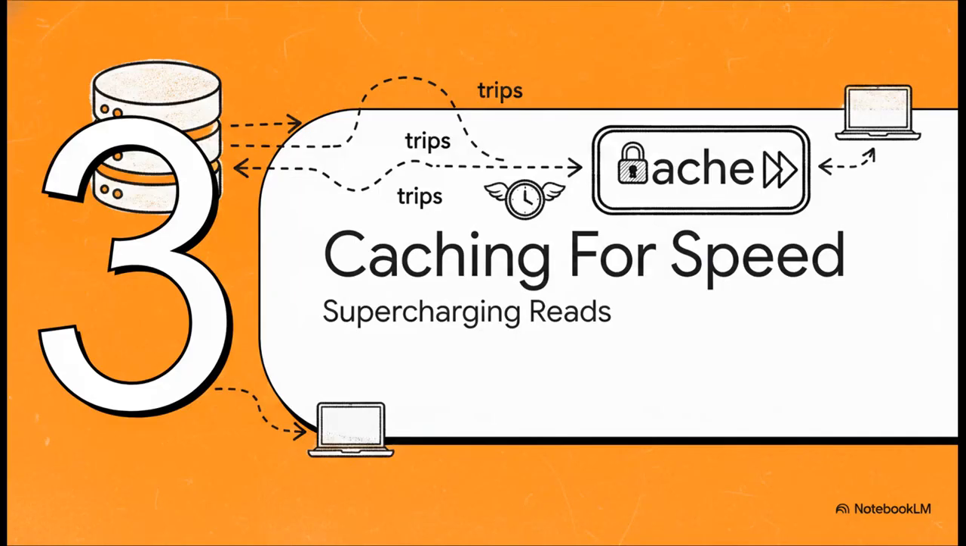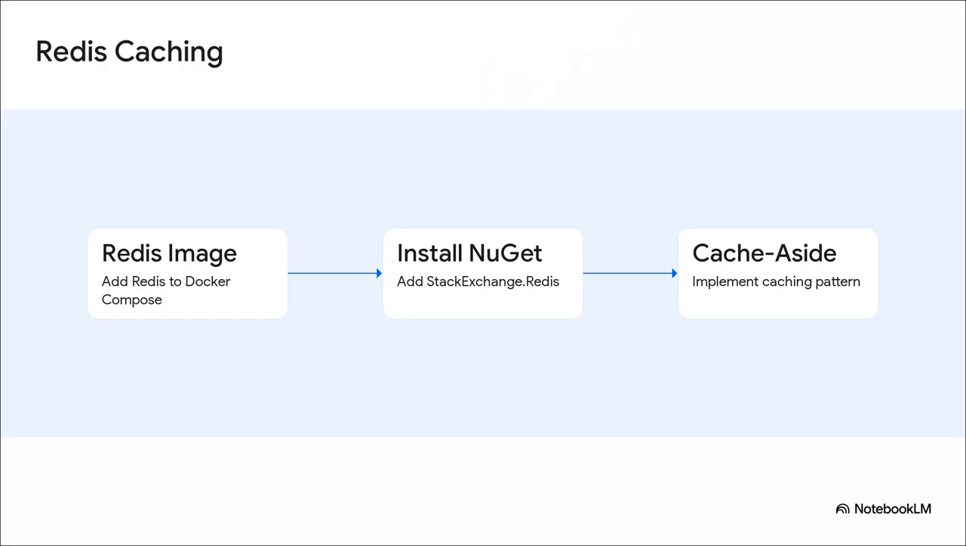Moving right along to section 3, caching for speed. So our infrastructure is humming along nicely, but then boom, we hit our first major performance roadblock: repeated, incredibly expensive trips to the database for the exact same data. We fix this by implementing what's called the cache-aside pattern using Redis. It's pretty straightforward. Every time we need data, we check our lightning-fast Redis cache first. If it's there, instant return. If it's not, we ask Postgres, and then, crucially, we save it back to the cache for the very next user.